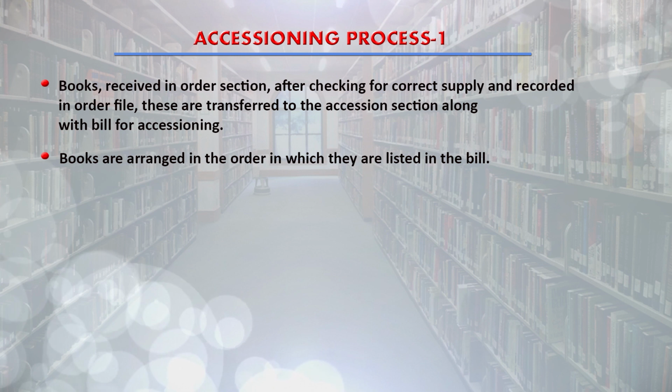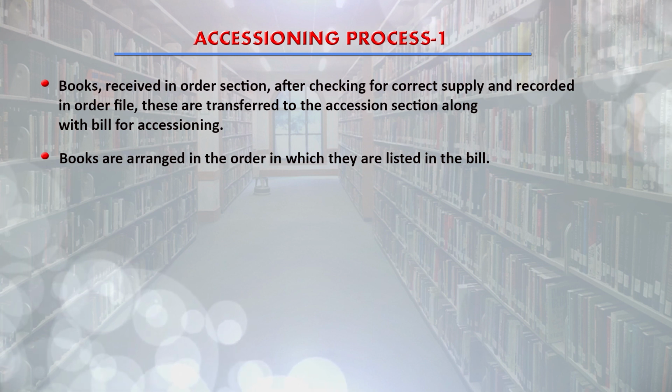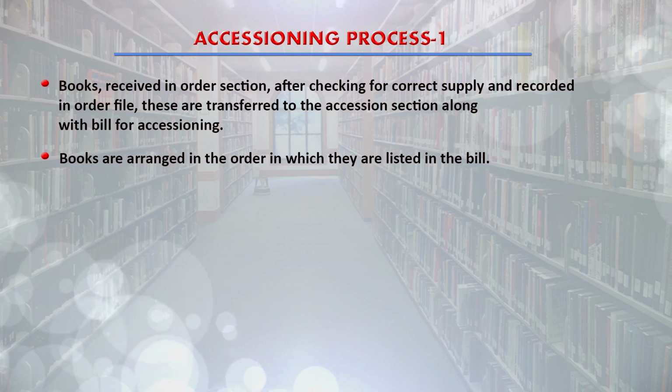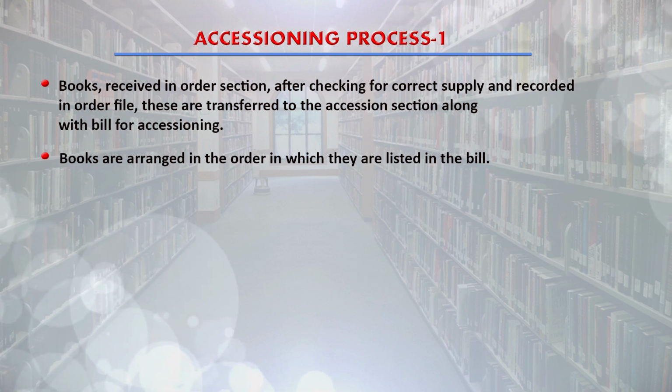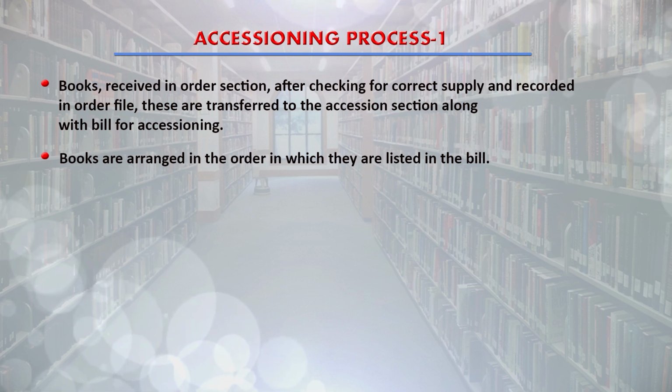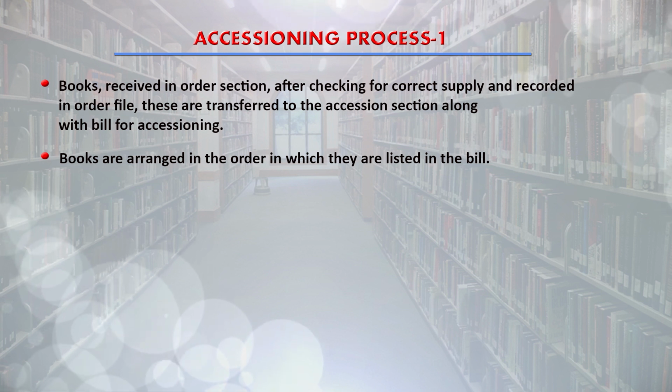Now what you have to do is arrange the books based on those bills according to the serial number put in the bills. So that is first of all the task. Then according to each bill you will put the accession number.